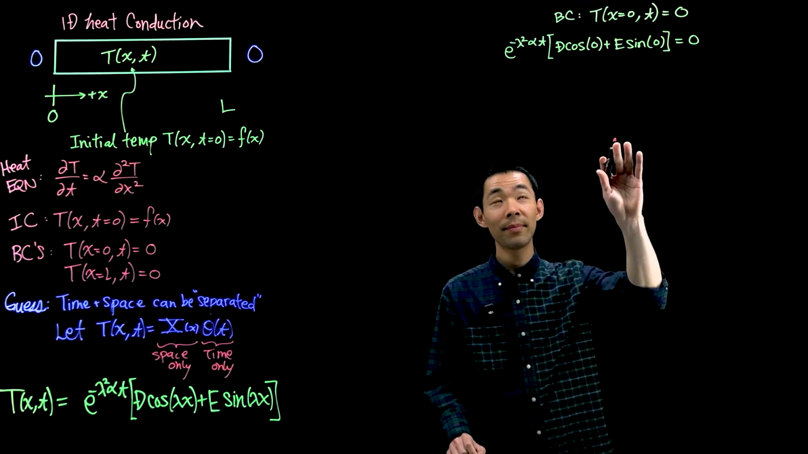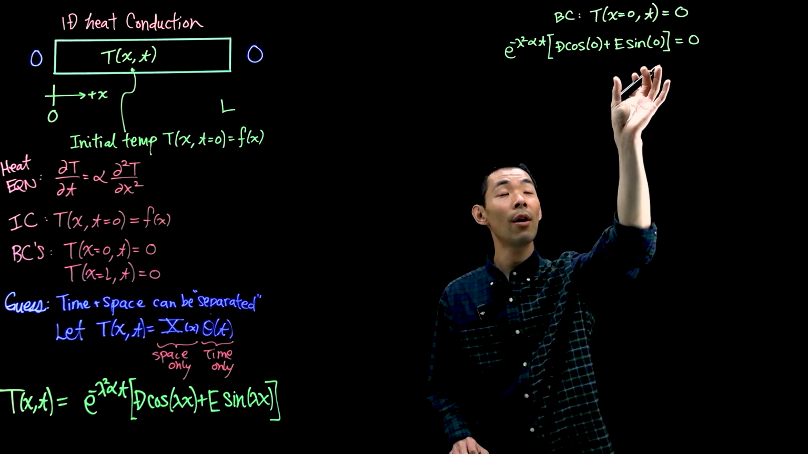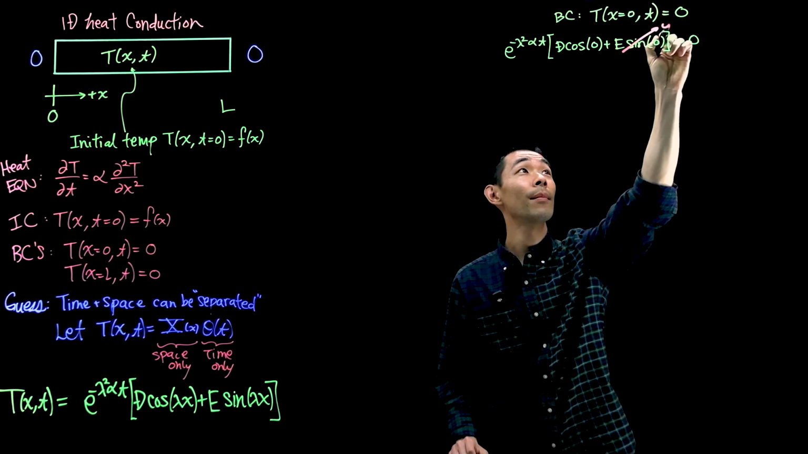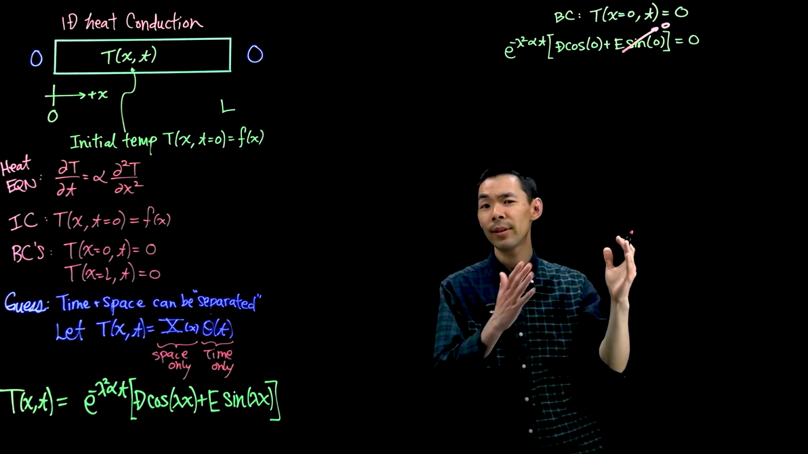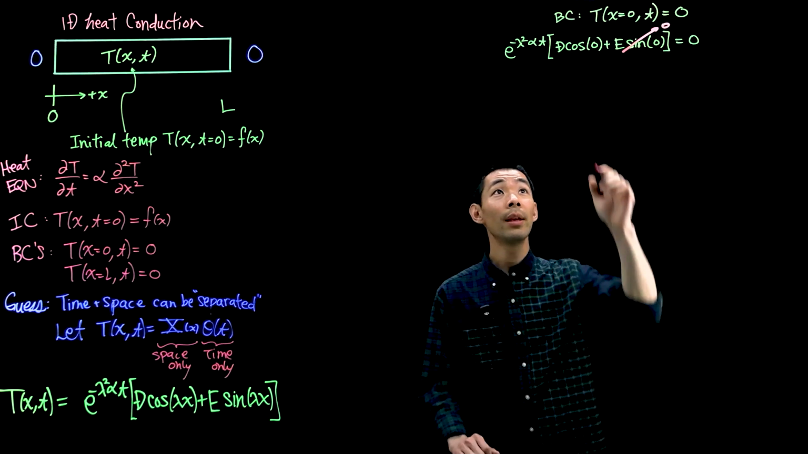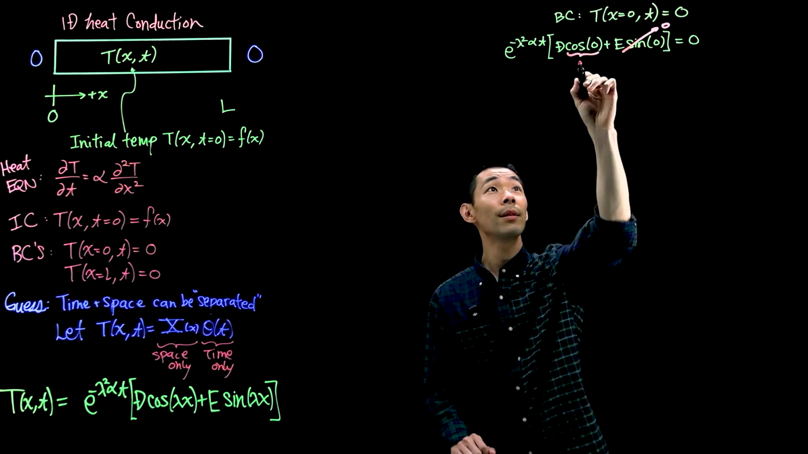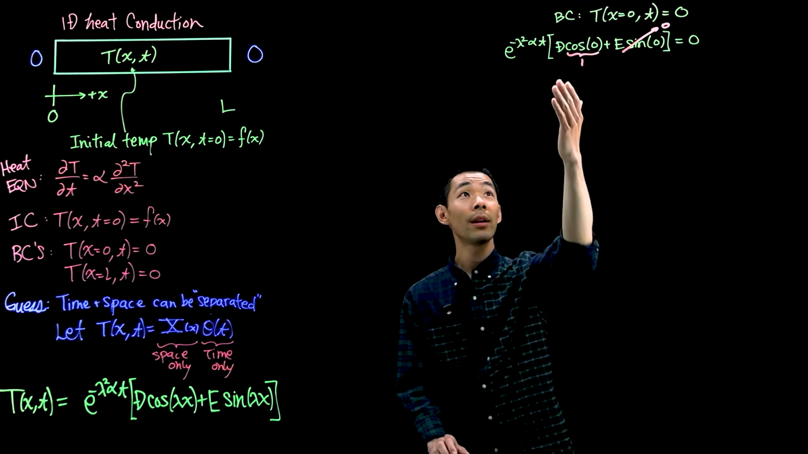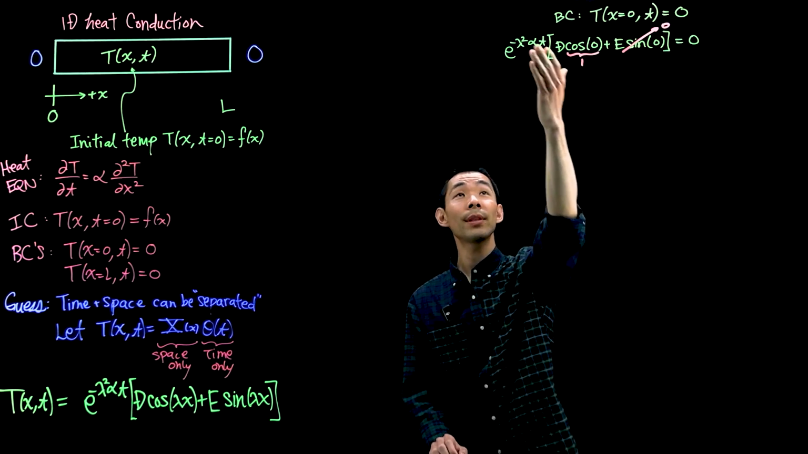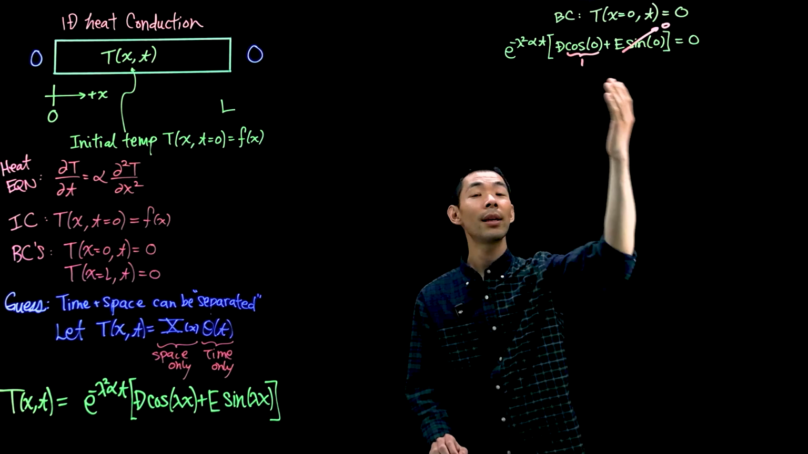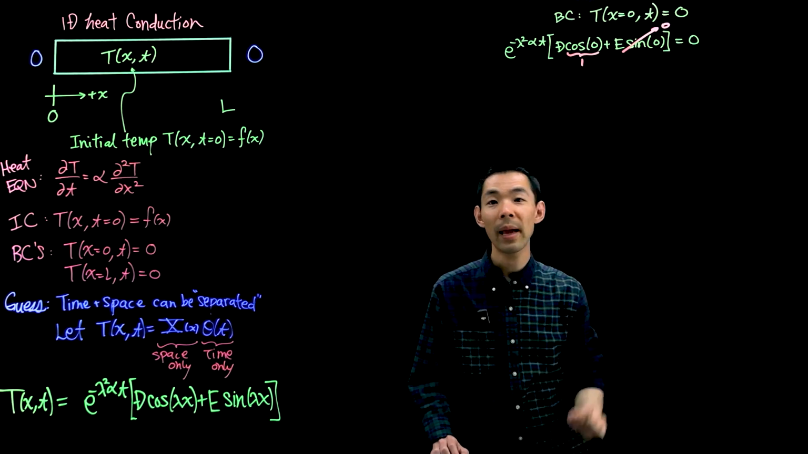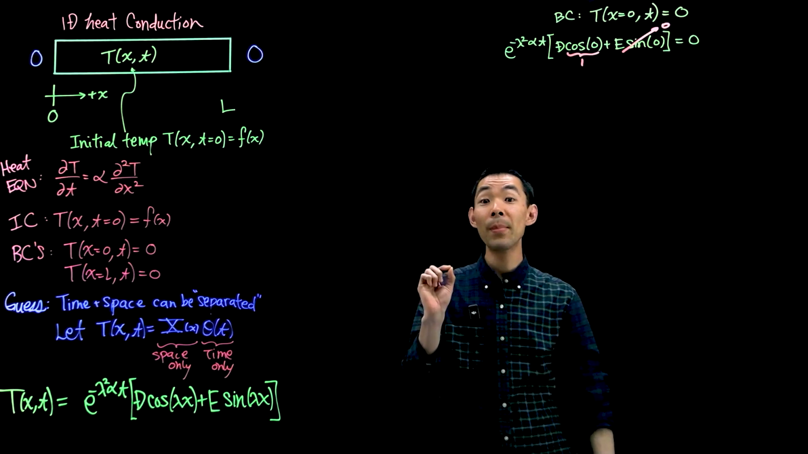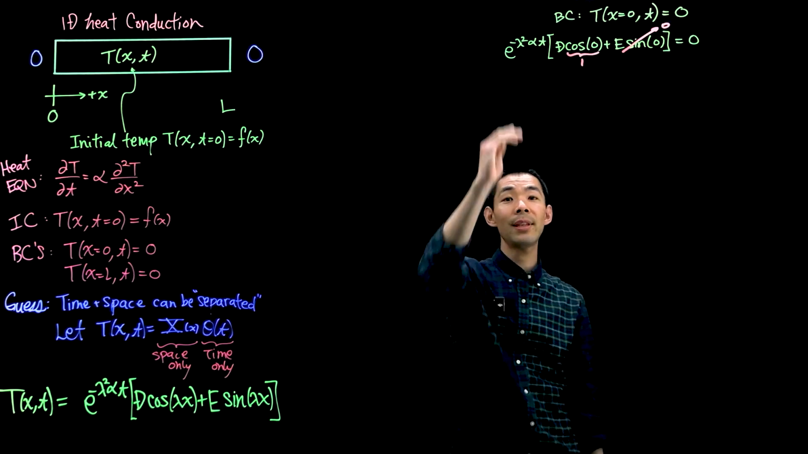OK, we get this. So now we have sine of 0, which we know is equal to 0. So that term goes away completely, because sine of 0 is identically equal to 0. And cosine of 0 is equal to 1. Therefore, we have constant d times this exponential decaying function must be equal to 0. That must be true because it's a constraint, a boundary condition that must be obeyed for all time t.